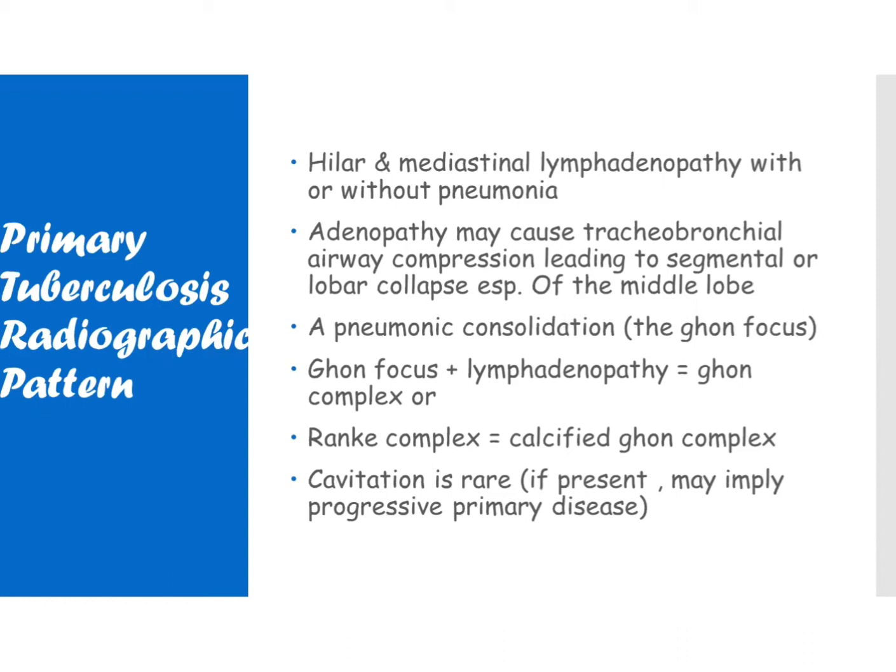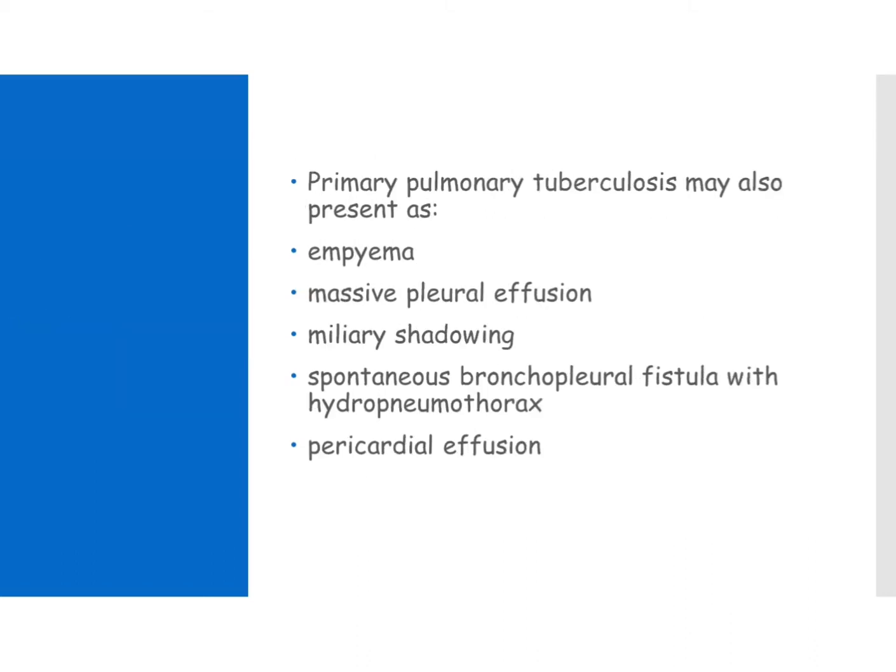So these are pneumonic consolidations. Basically, the consolidation that starts off in the lung is the Ghon focus. Then we know that lymphadenopathy commonly occurs, so a Ghon focus plus lymphadenopathy leads to a Ghon complex. Then if the Ghon complex calcifies, we call it a Ranke complex. And cavitation is rare in primary TB. You need to take note of this. Cavitation is actually the hallmark of post-primary TB, but it's rare in primary tuberculosis.